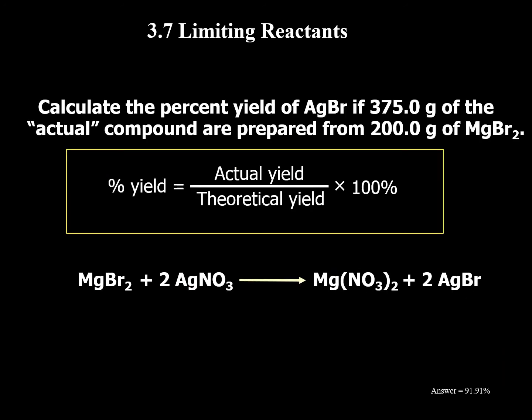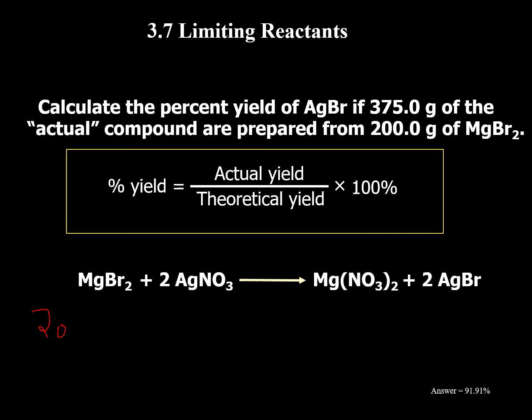I want you to give it a try again, so you can pause the video here. Here we are asked to calculate the percent yield of silver bromide if 375 grams of the actual compound are prepared from 200 grams of magnesium bromide. So you pause right away. The actual here is, well, I'll let you figure that out in a second. It is 375 grams of silver bromide. So you need to figure out the theoretical. Again, I'll walk you through it.